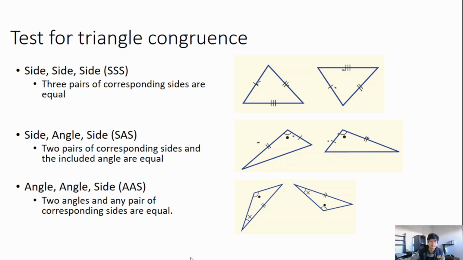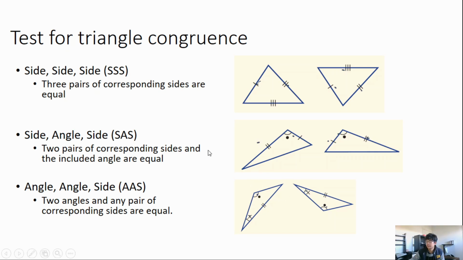And the last test, we have angle, angle, side. This is when two angles and any pair of corresponding sides are equal. So we have two angles, these are the same here. That's the same because they're both shown as X. These are the same because they're both represented using a black dot, and these sides are the same as well because they have the same number of markings on them.